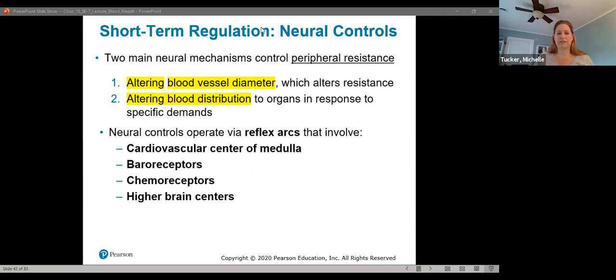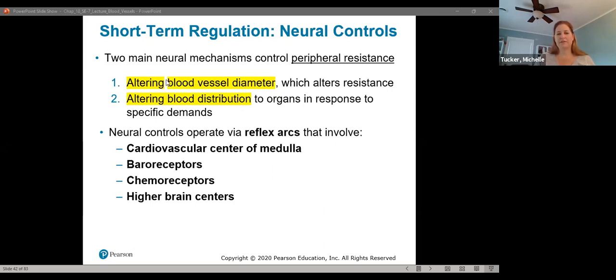Short-term regulation is acute. We're going to talk about short-term neuroregulation of blood vessels, so of peripheral resistance. We can alter blood vessel diameter, so decreased diameter increases resistance, and also alter blood distribution. These are under what are called vasomotor control.